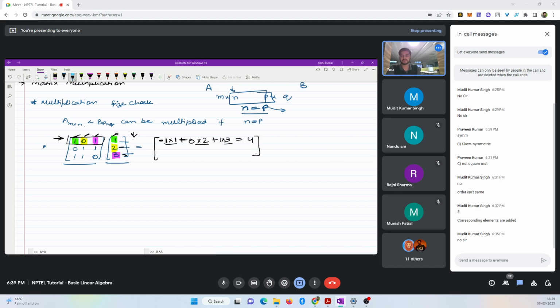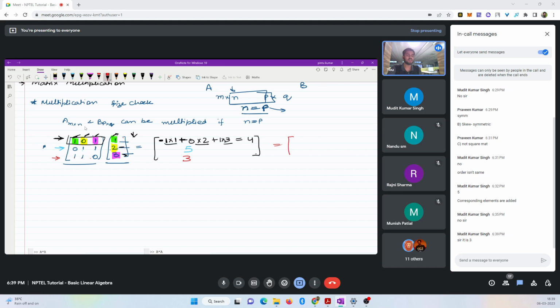Similarly, to get the second entry, we will do the same thing. So 0 into 1 is 0, plus 1 into 2 is 2, plus 1 into 3 is 3, which gives 5. So this entry is 5. Now for the third entry, we have 1 into 1 as 1, plus 1 into 2 is 2, plus 0 into 3 is 0. So this is 3. So we get 4, 5 and 3 as the answer.